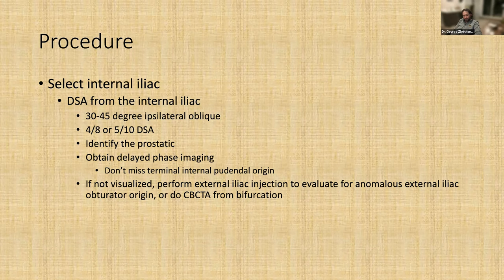If you have the benefit of using roadmap or overlay, you don't want to have much reflux into your external iliac artery because that can make it harder. If you don't visualize the prostate artery, perform an external iliac injection to evaluate for anomalous external iliac obturator artery, as we discussed before.